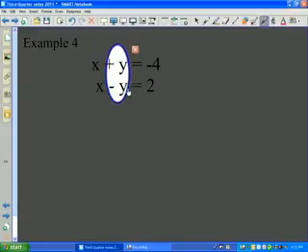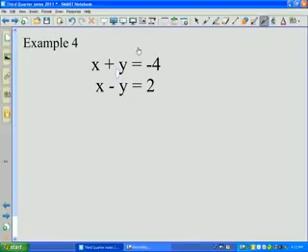But I look at my y's. They also have the same number, but they have different signs. One's positive and one's negative. So since they're the same number, different signs, I would have to add. The whole purpose of this was for me to see which way they would eliminate. Either way should give me the same answer.